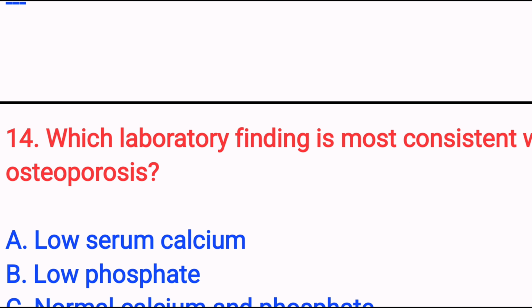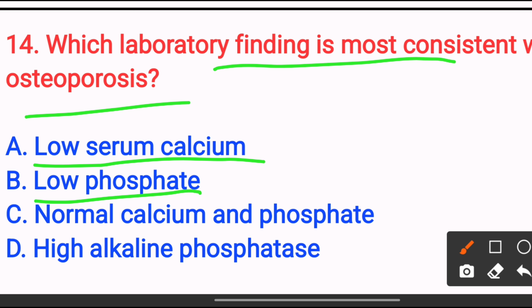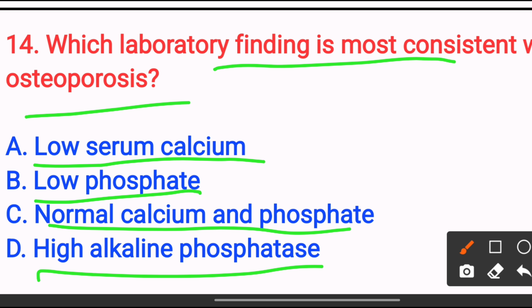Next, which laboratory finding is most consistent with osteoporosis? Option A, low serum calcium; option B, low phosphate; option C, normal calcium and phosphate; option D, high alkaline phosphatase. The answer is option C, normal calcium and phosphate. Unlike osteomalacia, osteoporosis shows normal calcium and phosphate levels since mineralization remains normal.